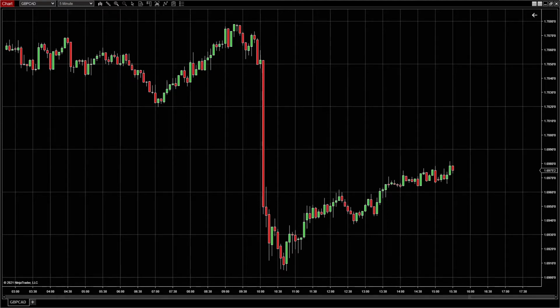How to trade the breakout on an event date. So this is the chart of a 5-minute GBPCAD on October the 27th. At 10 o'clock, there's a huge breakout because there is an interest rate decision to be made by the BOC.